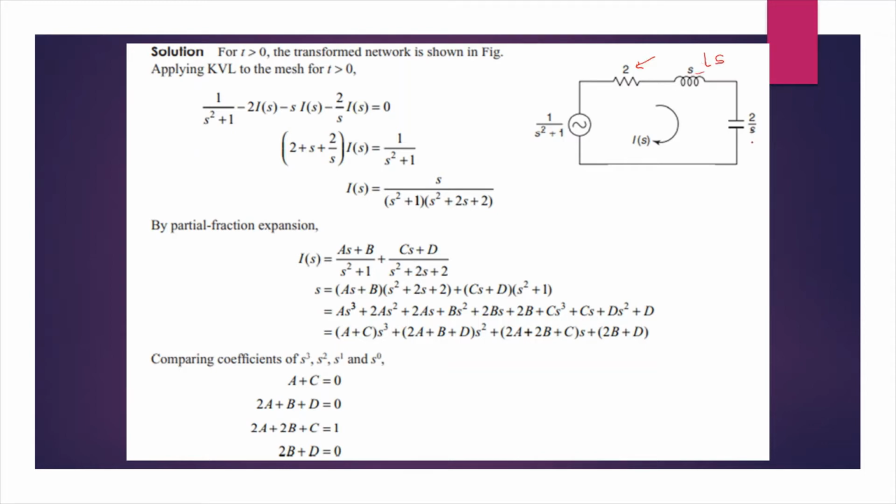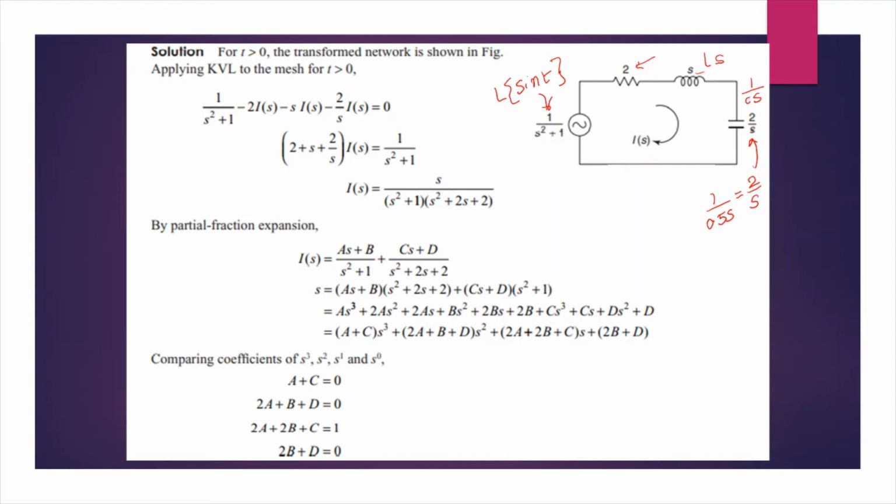Then we have 2 by S, that is the capacitor. The value of the capacitor is given by 1 by Cs, so it is 1 by 0.5 into S. Instead of 1 by 0.5, we have written it as 2 by S. So this is how we got this value. Then for sin t, we have to take the Laplace transform, which is shown as 1 by S squared plus 1.